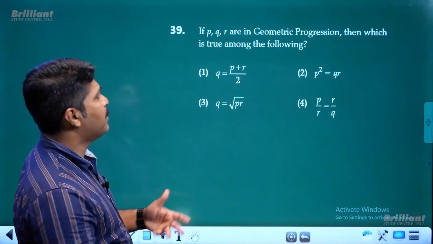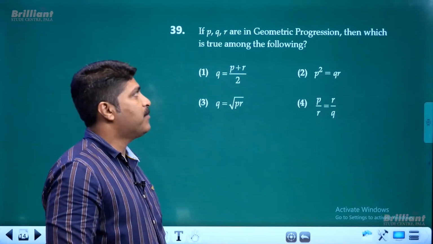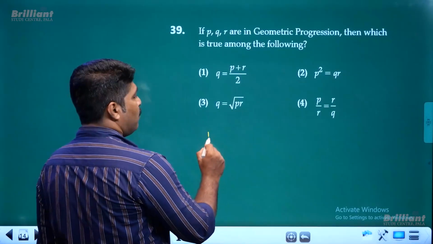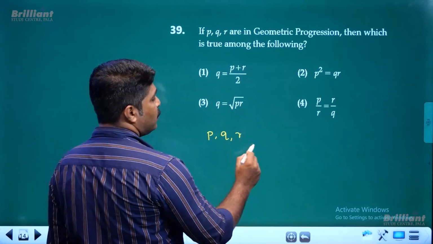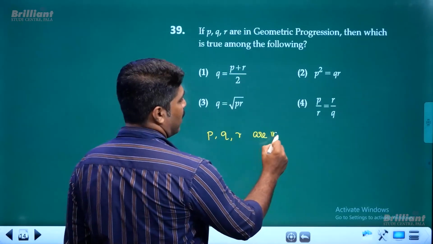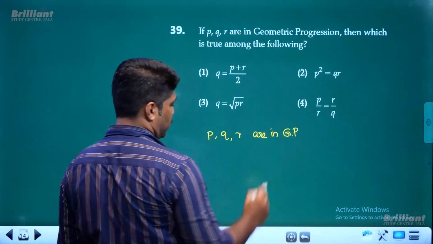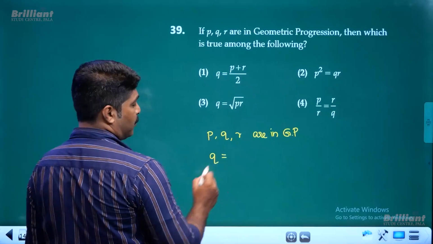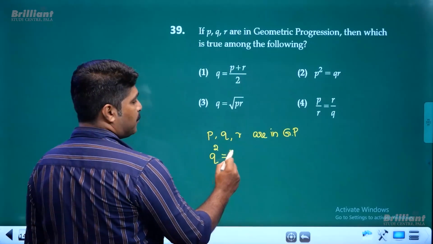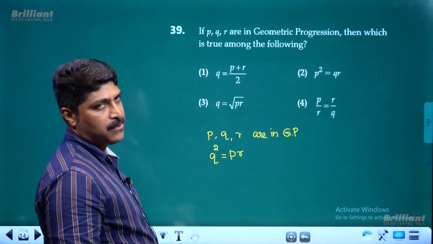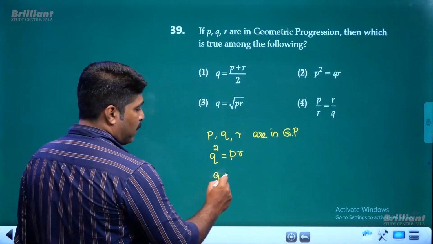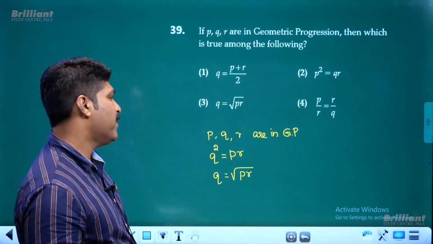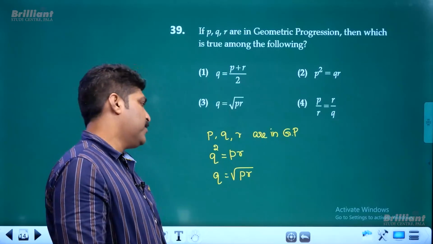Here, it's a direct question. P, Q, R are in geometric progression. Then which is true among the following? If P, Q, R are in GP, we know that Q square is equal to P into R, or Q equal to root of P into R. That's the basic result. Here we don't want to consider any kind of substitutions.